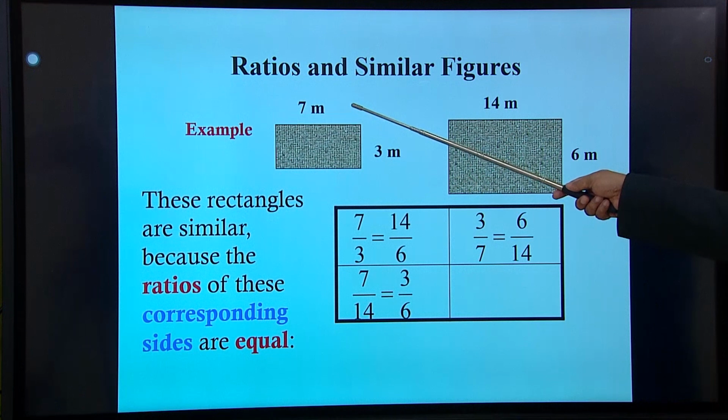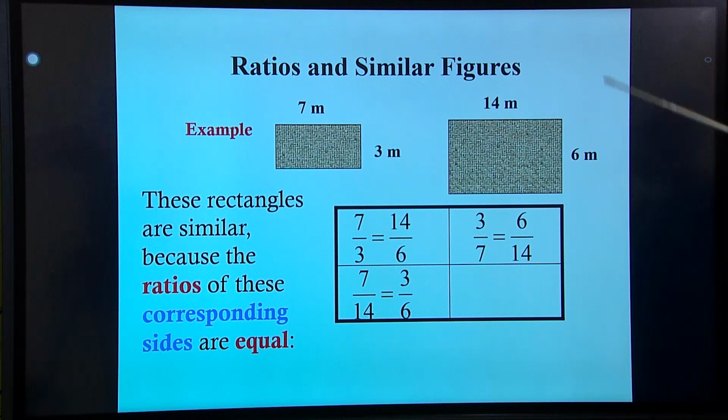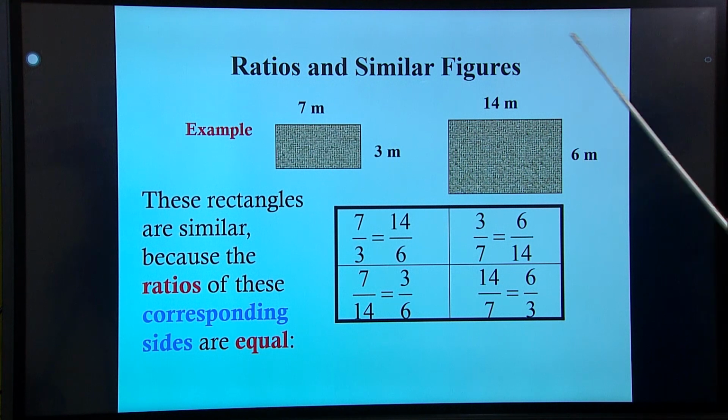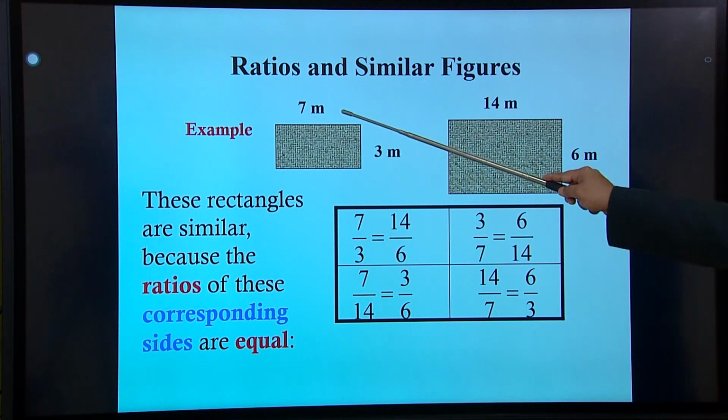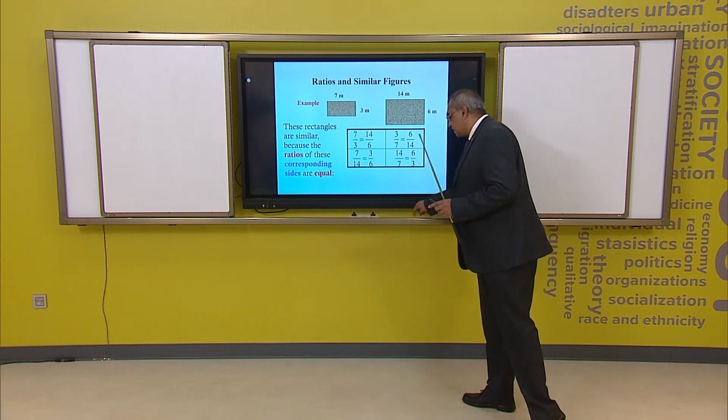Again, 7/14. So this is another way of looking at it. If I am looking at the long side over the long side, 7/14 is a half. Then I need to look at 3/6, and that is also a half. So these ratios are all equal. So if I look at two objects, and however I compare them, side over side, or this side over that side, any which way, and if I get the same answers, then it means those figures are similar.